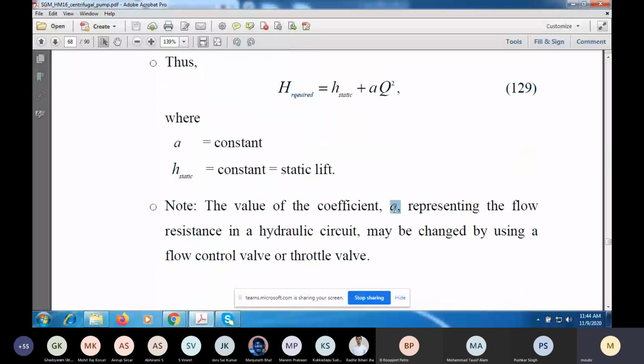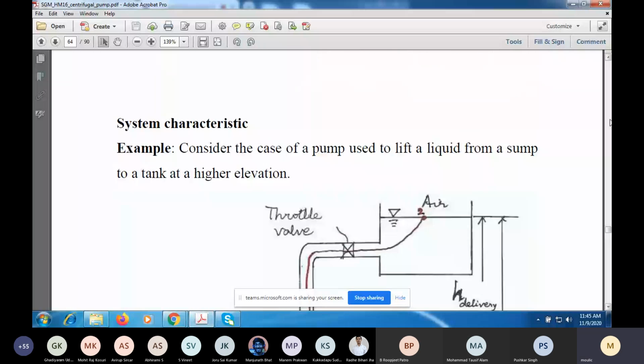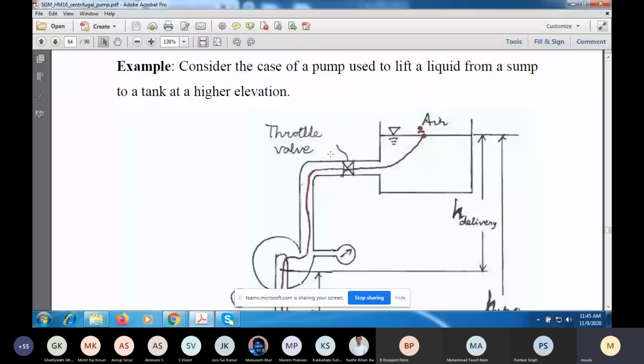Now the value of A, the coefficient representing the flow resistance, may be changed by using a flow control valve or a throttle valve. So if you go back and look at this figure, if you close this valve partially more and more, you're increasing the flow resistance, and therefore A will increase. Now if you open the valve partially, then A will decrease. So when the valve is fully open, A will have the minimum value.